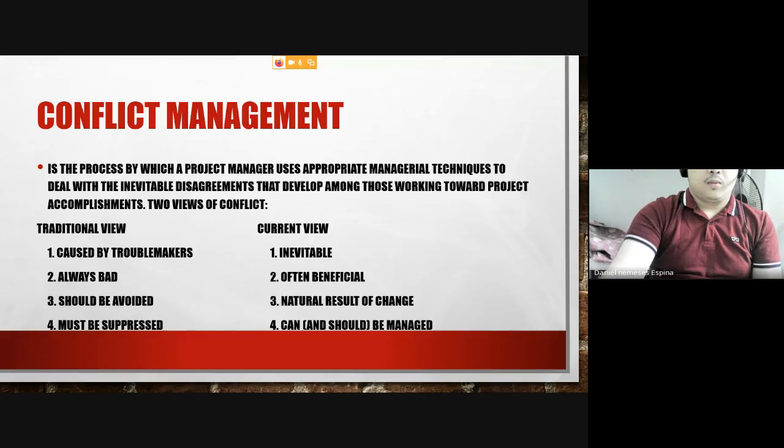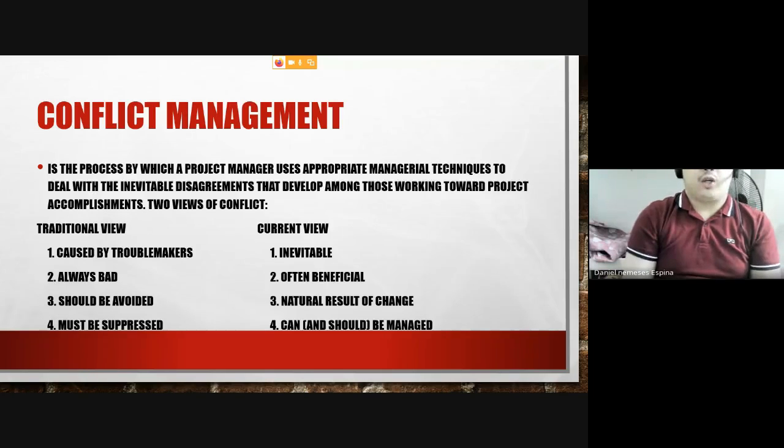Conflict management is the process by which a project manager uses appropriate managerial techniques to deal with the inevitable disagreements that develop among those working toward project accomplishments. So you have the two views of conflict. Again, part na sa trabaho sa project manager nga kung naay mag-away-away, siya gyud dapat ang mo deal or mo manage ana nga conflict.